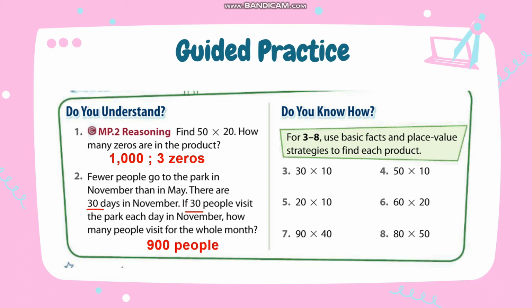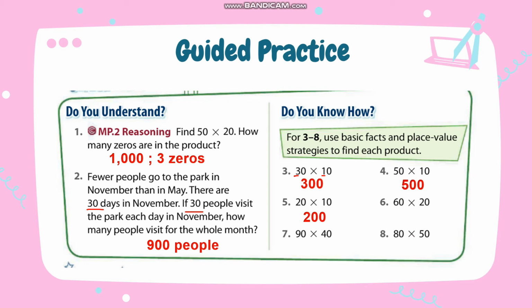So use the basic facts and place value strategies to find each product. So 3 multiplied by 1 is 3. Then you have 2 zeros. So the answer is 300. 50 multiplied by 10. So 5 times 1 is 5. Then you have 2 zeros. The answer is 500. 20 multiplied by 10. 2 times 1 is 2. Then you have 2 zeros.